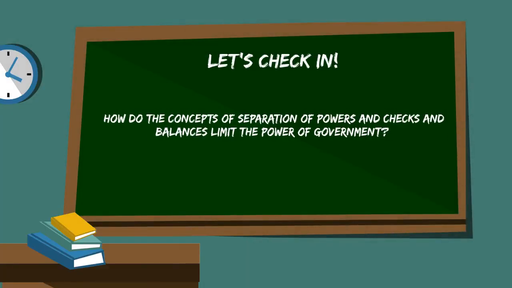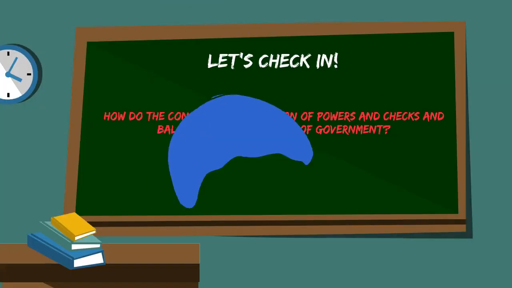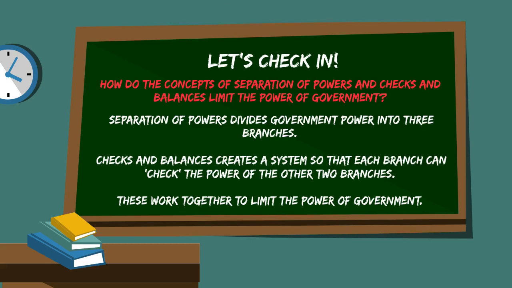Let's check in. Try to answer the following in your own words. How do the concepts of separation of powers and checks and balances limit the power of government? Separation of powers divides government power into three branches. Checks and balances creates a system so that each branch can check the power of the other two branches, and these work together to limit the power of government.